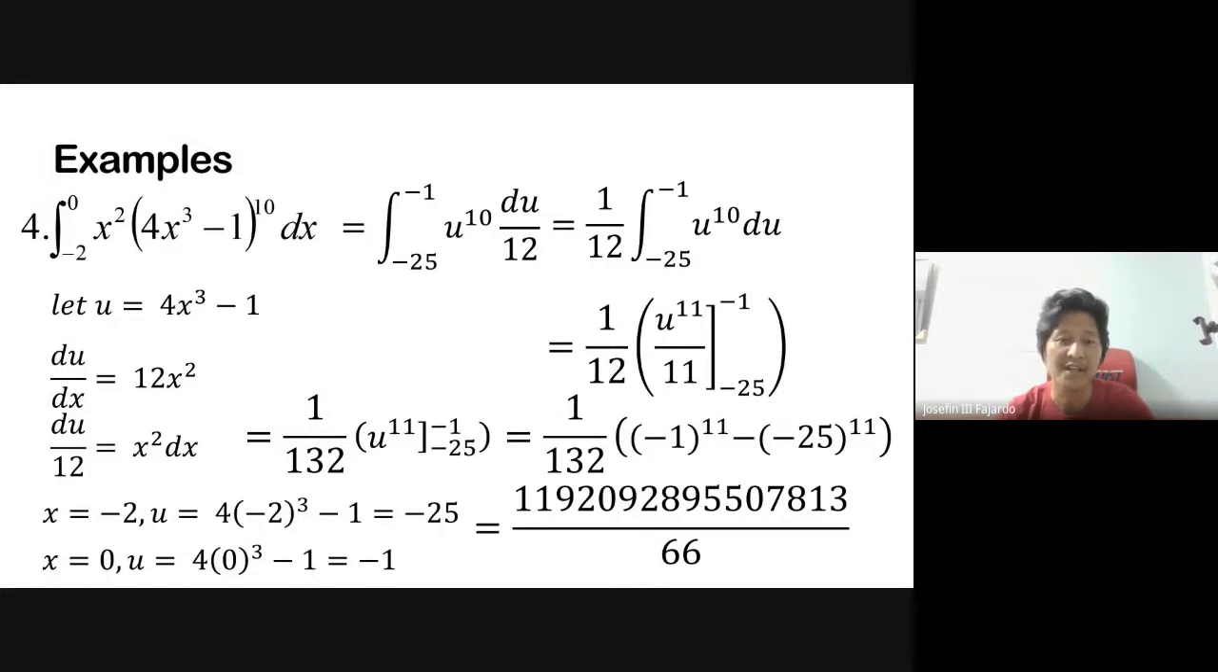Pero pwede nyo rin namang hindi muna palitan yung lower and upper limit, pero ang gagawin nyo dyan is i-disregard nyo muna yung lower and upper limit. In other words, kunin nyo muna yung indefinite integral, yung walang bounds muna. Kaso, pabalik-balik tayo. Pagkatapos natin ibabalik natin sa x, saka lang natin i-substitute yung x. Ganun din naman ang magiging kakalabasan. Okay? Okay po, thank you po.